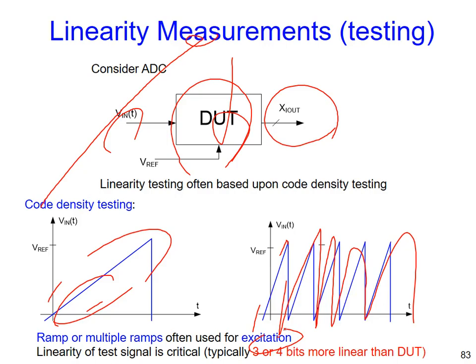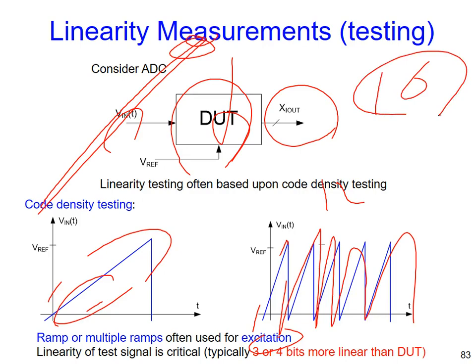That's it. So you need to be very careful. How to generate such a linear waveform? I promise you, it is very hard. For 12 bit, you need to have 16-bit linearity for the input. Really, really hard. Anyway, anyhow.